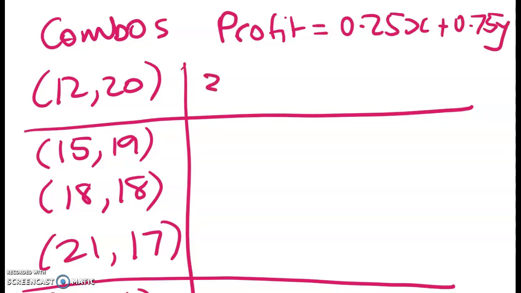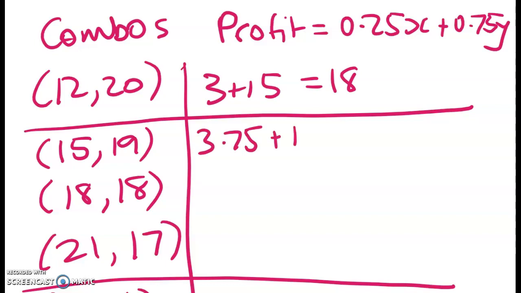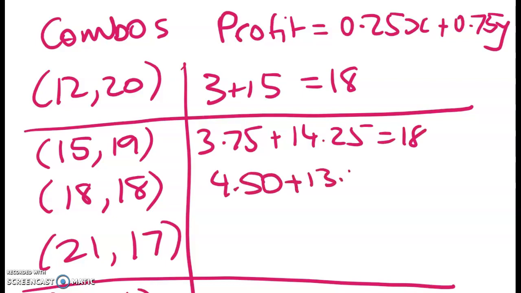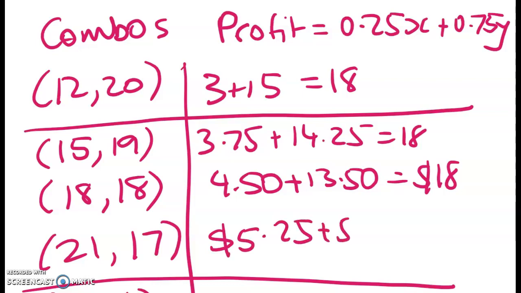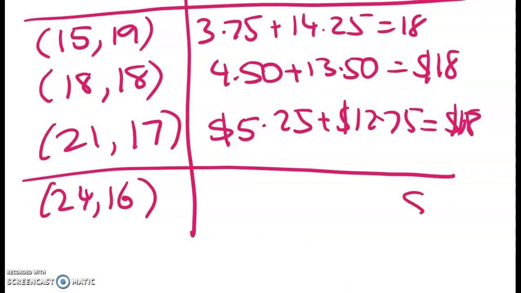So this one will be 3 plus 15 gives me 18. This one will be 3.75 plus 14.25 equals 18, and so on. So all of them will give me the same combination. And this last one here, 5.25 plus 12.75 equals $18. So that's your first example of a situation where we get multiple solutions.